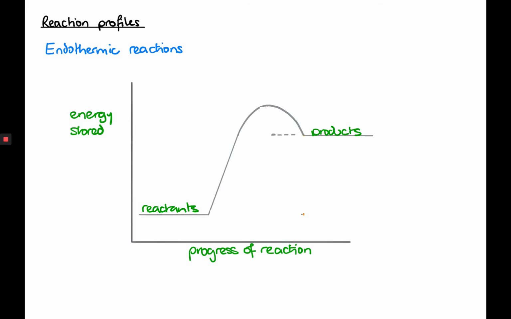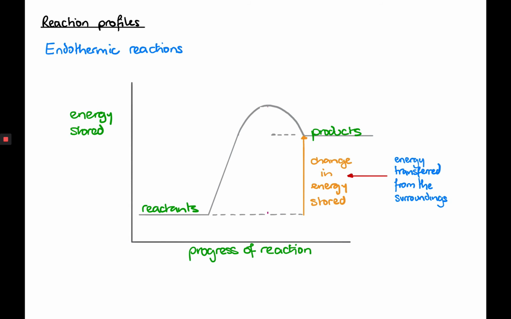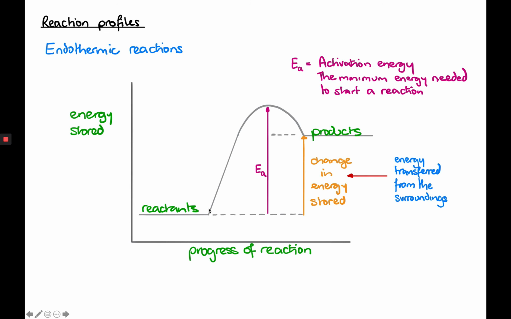If we have a change in that store, then we have to have a transfer. And so in this instance, the transfer is from the surroundings. Our chemical store is increased, so that energy has to be transferred from somewhere, and it's transferred from the surroundings. And with our activation energy, you can see now it effectively looks like a much bigger hill, right? So with our activation energy, you've got to be very careful. It's from the energy of the reactants all the way to the top of the hill.